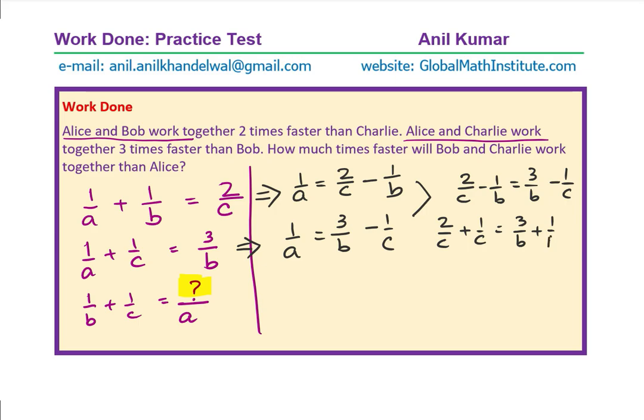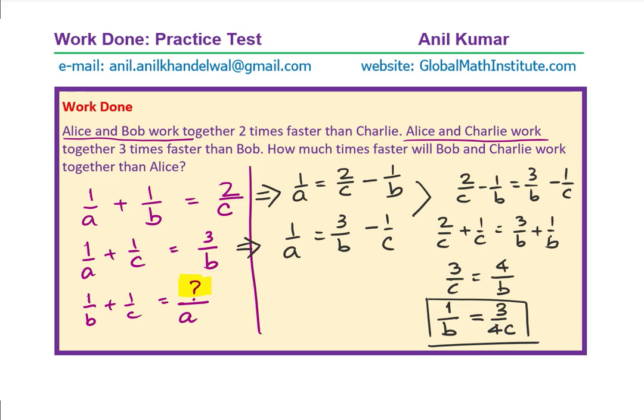So that relates b and c, right? So we have 3 over c equals 4 over b, correct? So in a way, we have related b with c, right? So from here, we can say what 1 over b equals, right? So 1 over b is equal to 3 over 4 over c, correct? So we have a relation relating b in terms of c.